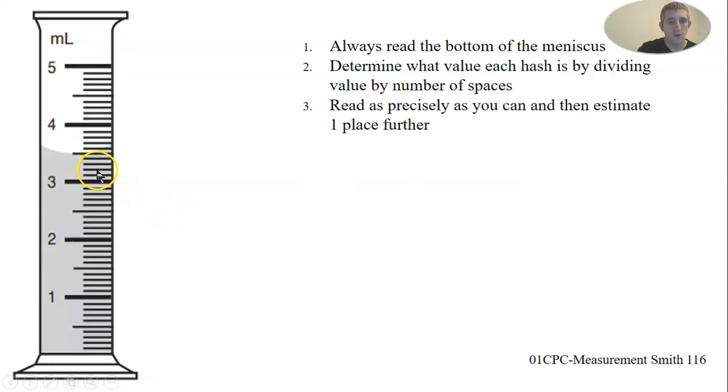Here's another one over here. Now we have a 3 becoming a 4, so each of these is probably a tenth. So I'm reading that at the bottom of the meniscus, so that's this middle line here. And then step 2 takes the most effort to try to decide what each line does for us. And so in this case, I'm thinking 3.5. And then step 3, you can read 1 beyond the line, 3.50.